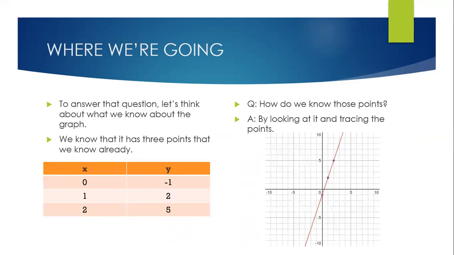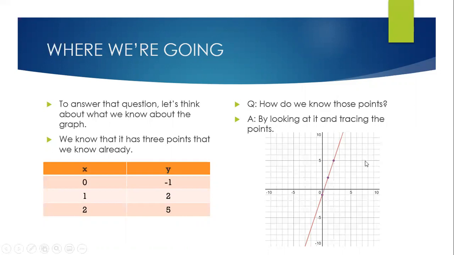One thing we know about a graph is that it has 3 points. What are the 3 points? It's (0, -1), (1, 2), and (2, 5). So if I trace that, I go 0, -1; 1 over, 2 up is (1, 2); 2 over, 5 up is (2, 5), okay? So I know those are the 3 points it has. Well, how do I know those points? I look at it and I just sort of go (0, -1), (1, 2), (2, 5).